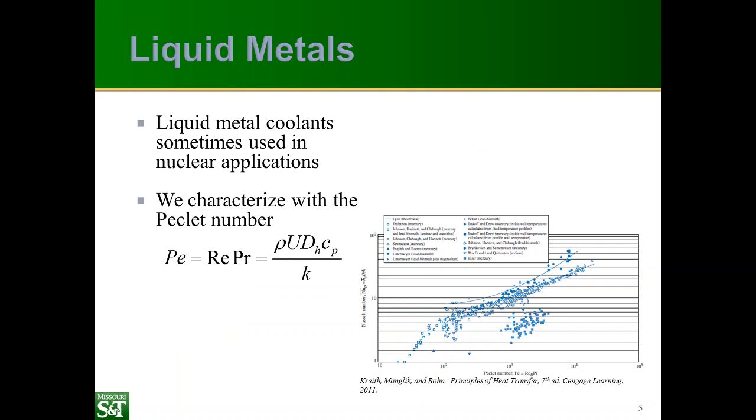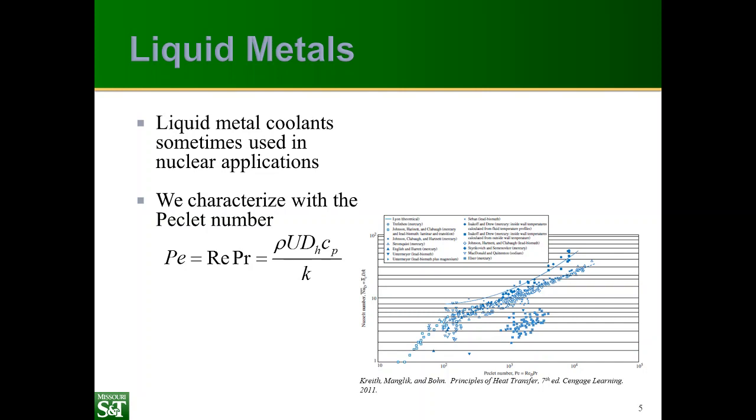Another important topic in nuclear reactors and nuclear heat transfer is liquid metals. Liquid metal coolants are sometimes used in nuclear applications. They have a high density, high heat capacity, low vapor pressure, and high thermal conductivity, so they have some major safety benefits for some of these nuclear systems. In this type of behavior, liquid metals, conduction is the primary heat transfer mechanism, even in highly turbulent flow.